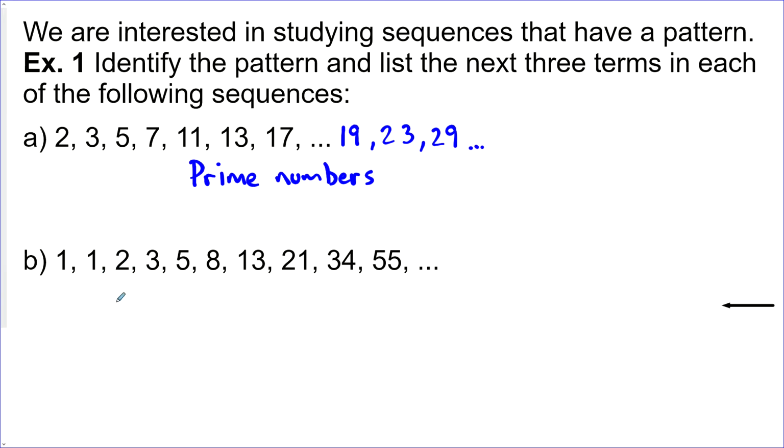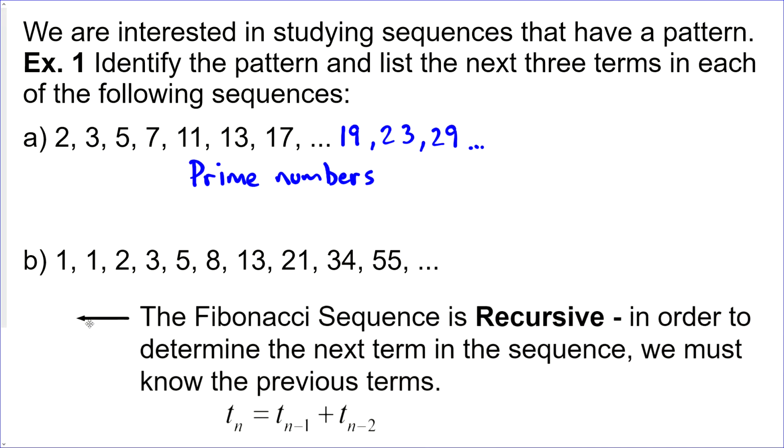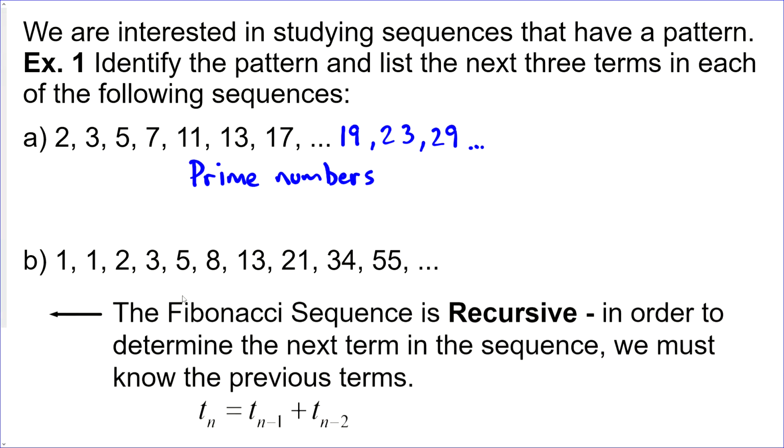What about this one? 1, 1, 2, 3, 5, 8, 13, 21, 34, and so on. This one's known as the Fibonacci sequence. It's recursive, meaning that in order to find the next term, you need to know the term before it. And the pattern is that you just add together the two preceding terms to get the next term. So 2, and then 3, and then 5, and then 8. And this is a great fun sequence that we see in nature.